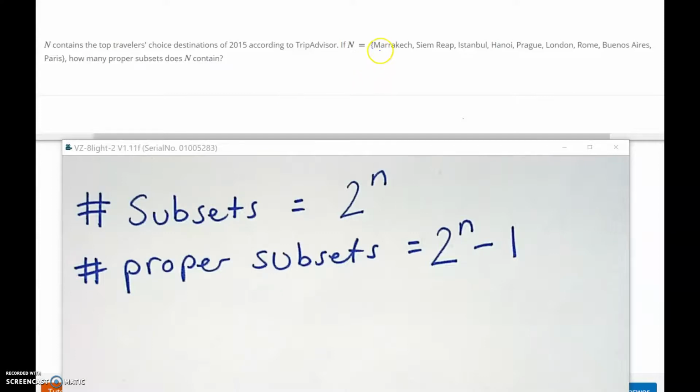So let's see. We've got 1 for Marrakesh. Why is it not writing? There we go. Marrakesh. I've never even heard of this place. Marrakesh makes me think of that song. But I've never heard of that place. Istanbul I've heard of. Hanoi is in Hawaii, right? Prague I've been to. London actually I haven't been to. Rome. I'm not counting. Oh my gosh. Buenos Aires and Paris, which I've also been to.